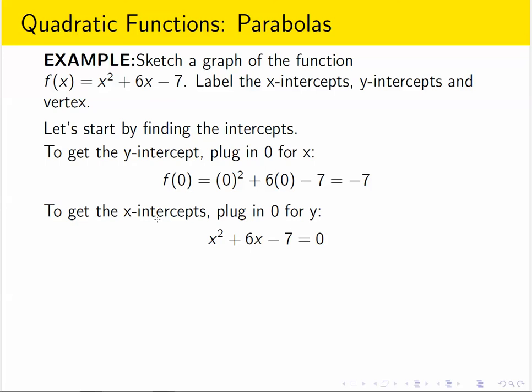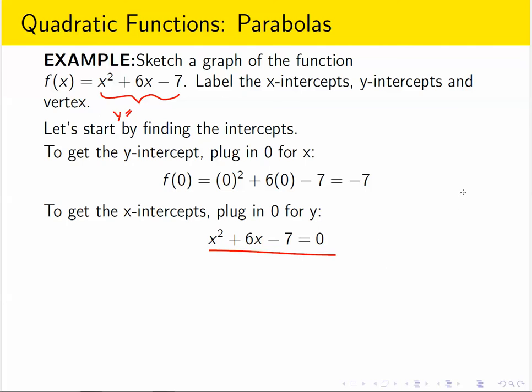Similarly, to get x-intercepts, plug in a 0 for y. So this is a general idea from algebra. To get an intercept, you plug in a 0 for the other thing. And in this case, it's the output of the function, right? When we graph this, it's like we're saying y equals this function. And so if I plug a 0 in for y, I get this equation. And that's a quadratic equation I can solve.